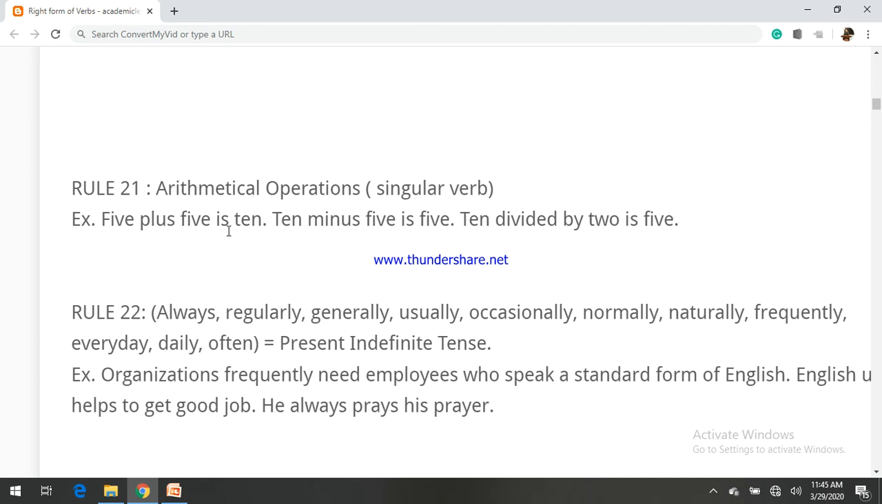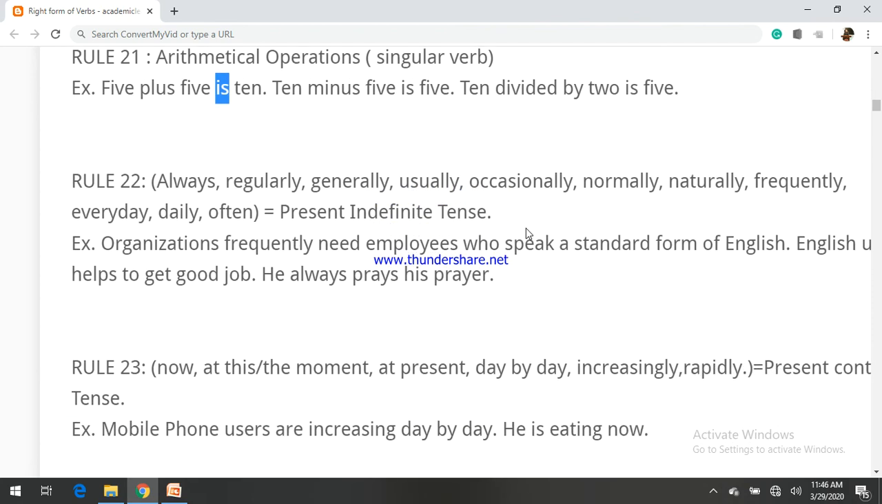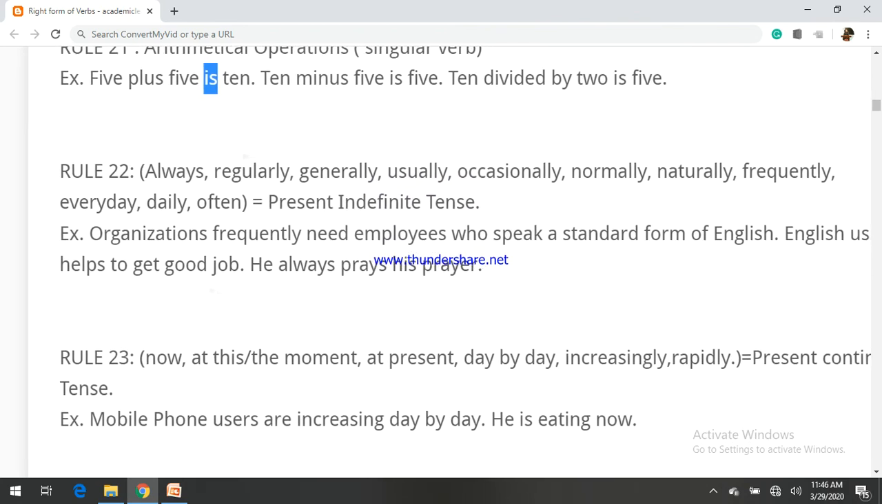5 plus 5 is 10. The verb is singular. You cannot add "are" here. 10 minus 5 is 5. 10 divided by 2 is 5. All of the verbs are in singular form. Rule number 22.